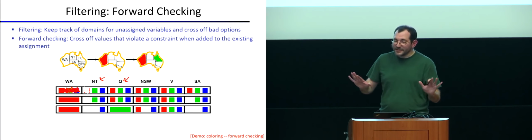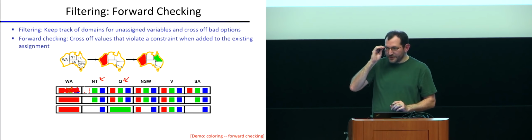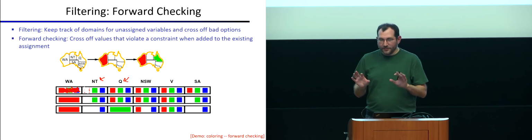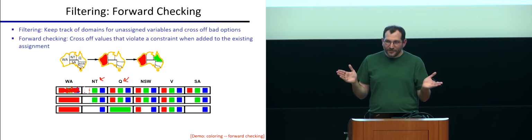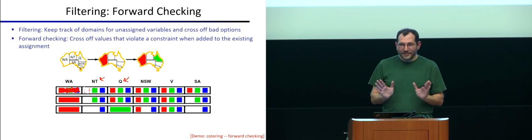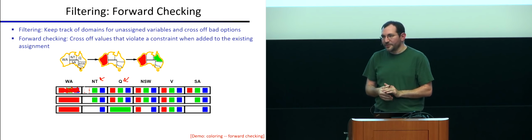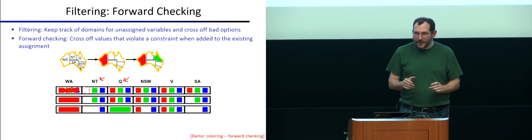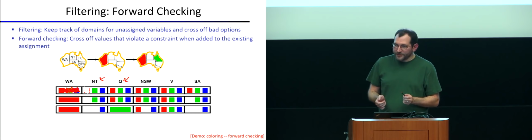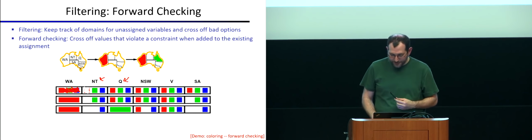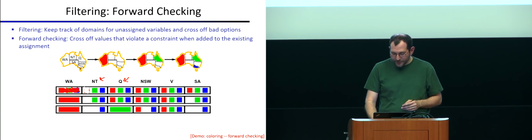And so what you can see is, even in the variables that I haven't assigned yet, I'm starting to see variables having their domain shrink. And if a domain ever shrinks to zero, that means there's not going to be any possible way to do an assignment there, and that means we might as well stop now. So whenever you do filtering and a domain goes empty, you backtrack.